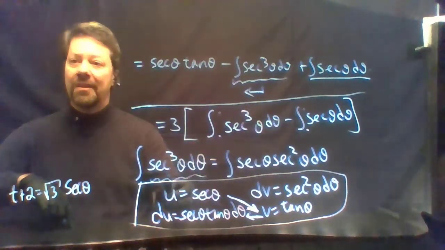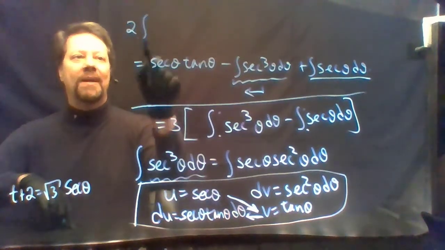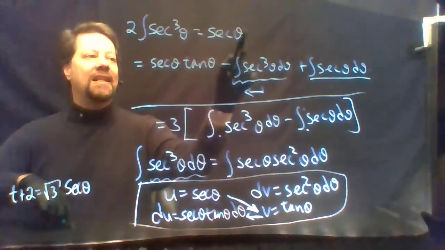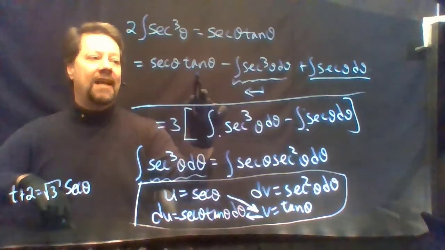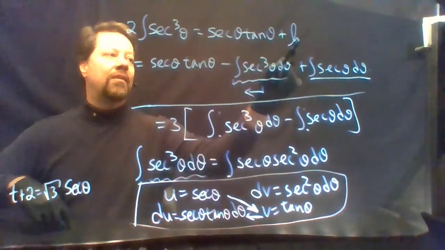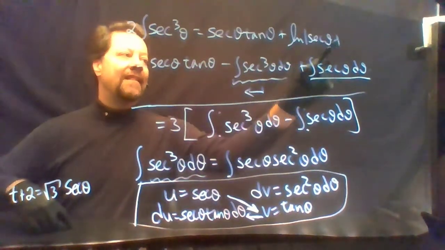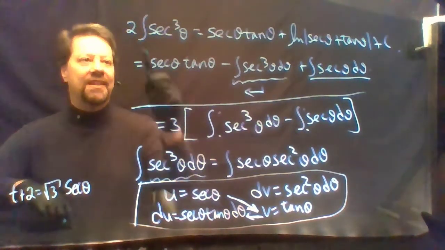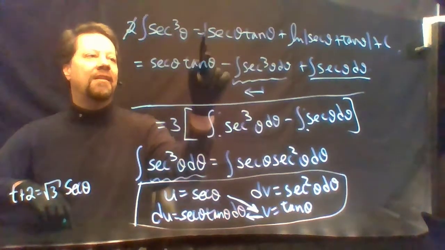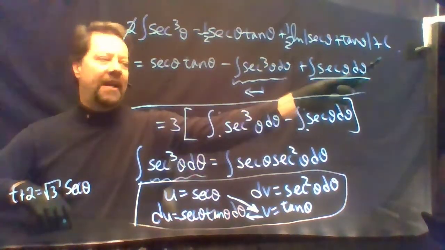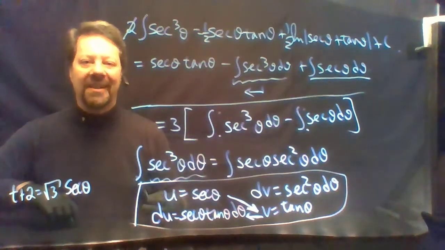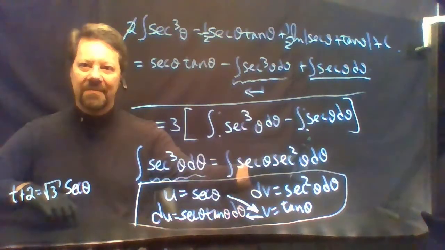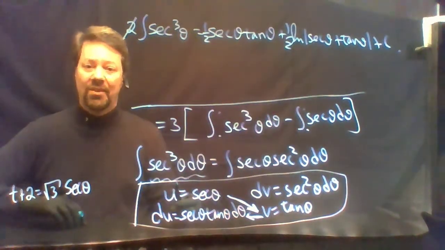Bringing this term over to the left-hand side to join its twin, we have twice the integral of secant cubed theta is secant theta tangent theta plus log absolute value secant theta plus tangent theta plus c. All that's left is to multiply through by a half on each term. A half of an arbitrary constant is still an arbitrary constant. We now have the integral of both of these terms.